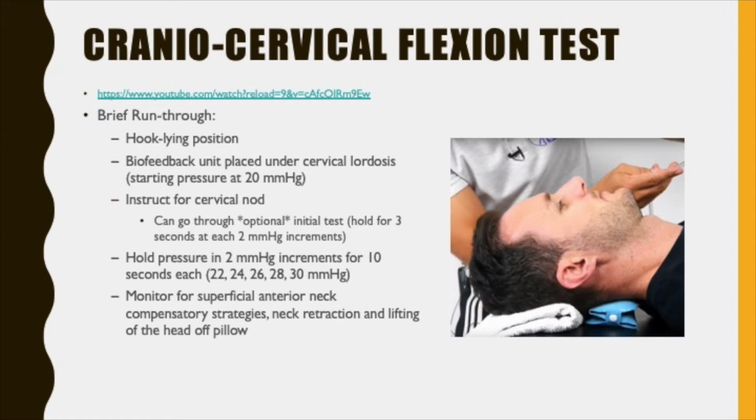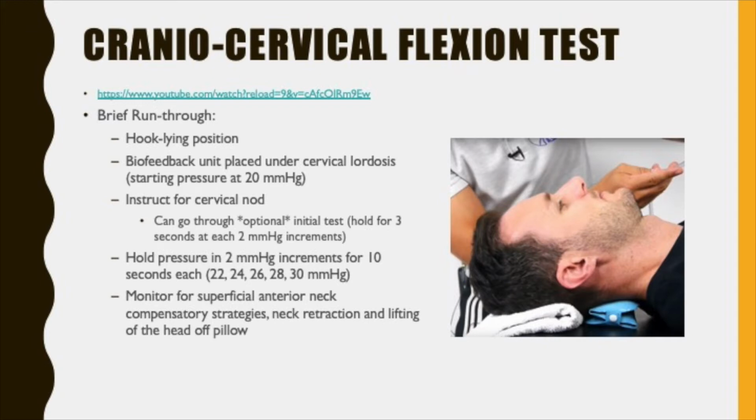I will be linking a YouTube video that is pictured here from PhysioTutors, which I think is a fantastic resource. Just for a brief run through though, the patient will be in hook-lying position. A biofeedback unit is placed under their cervical lordosis, right at the base of the occiput. The biofeedback unit will start at a pressure of 20 millimeters of mercury.